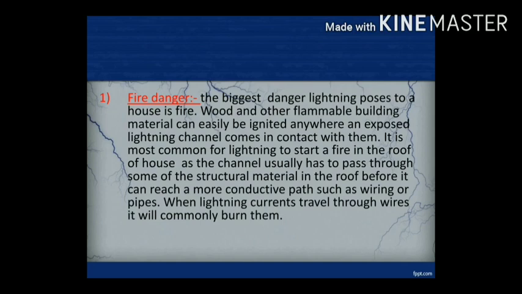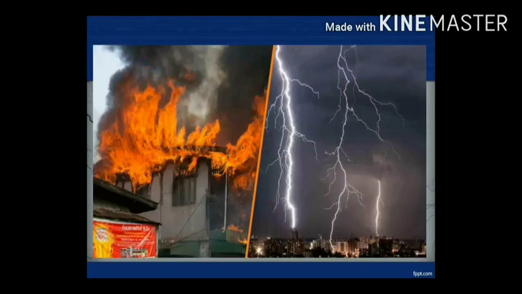It is most common for lightning to start a fire in the roof of the house, as the channel usually has to pass through some of the structural material in the roof before it can reach a more conductive path, such as wiring or pipe. When lightning currents travel through wire, it will commonly burn them. This is the image for fire danger.